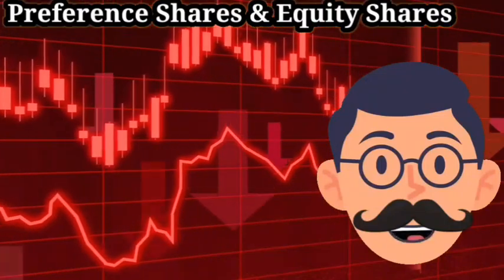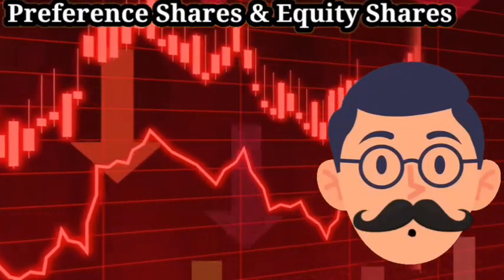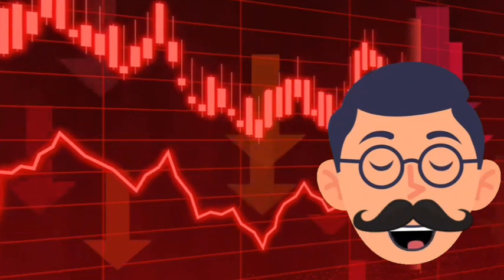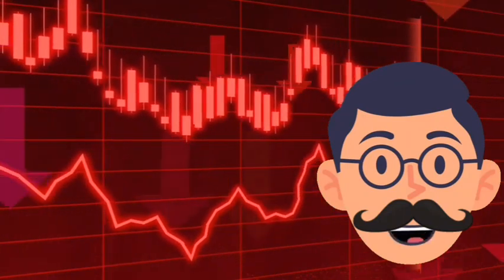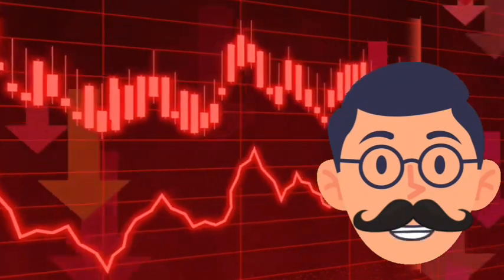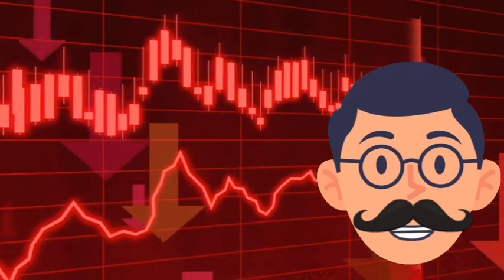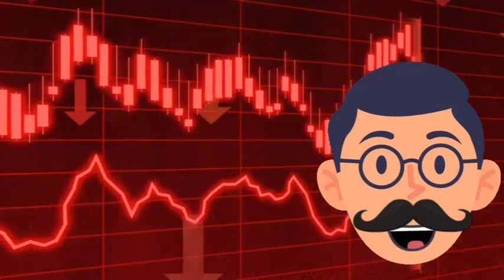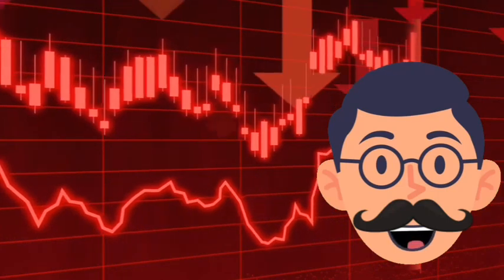What is the difference between preference shares and equity shares? Preference shares. 1. Preference shares are also known as preferred shares or preferred stock. 2. They are a type of share that has priority over equity shares with respect to dividend payments and repayment of capital in the event of the company being wound up or liquidated.